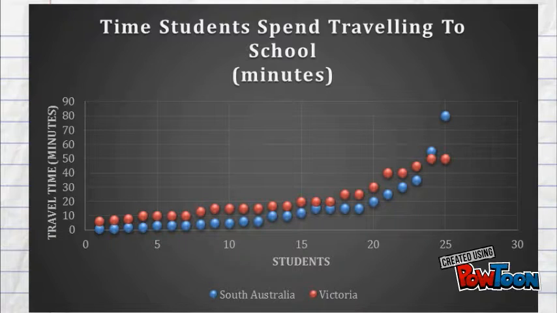This dot plot displays each student's travel time, and as you can see the results collected from Victorian students are higher than the results from South Australian students. This plot is a great way to display two sets of data within the same graph.